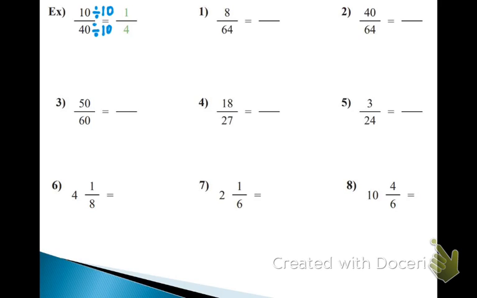So we're going to do the first problem, 8 over 64. What number are they both divisible by? 8. So you divide the top by 8. 8 divided by 8 is 1. Divide the bottom by 8. And 64 divided by 8 is 8.